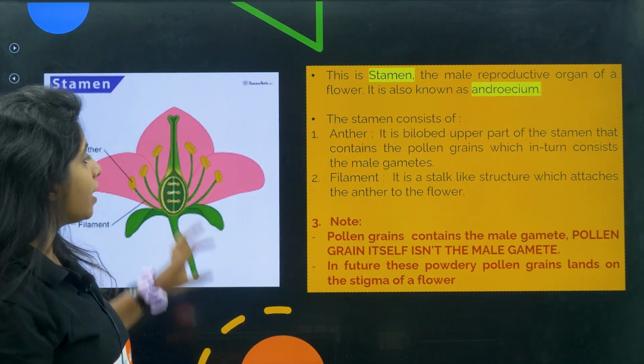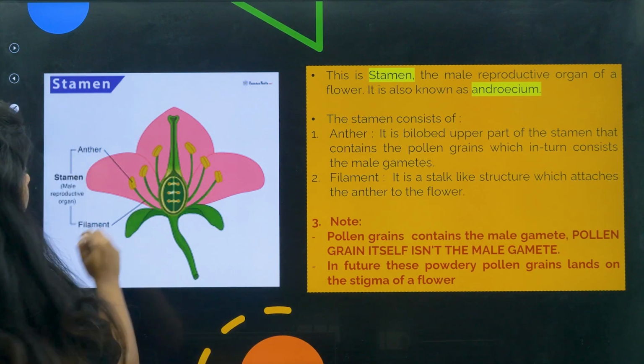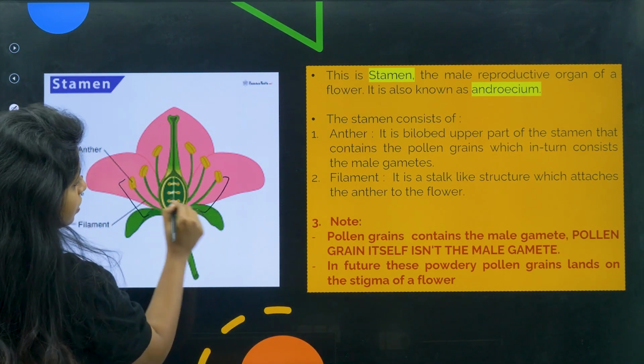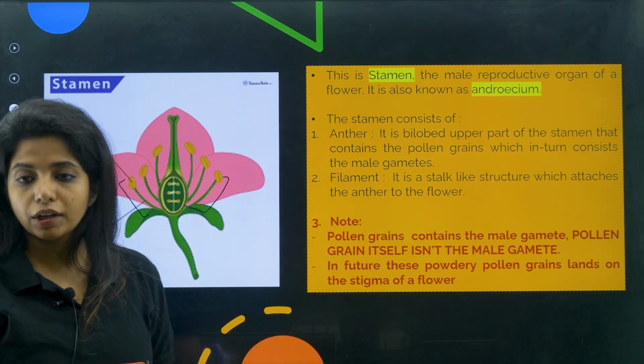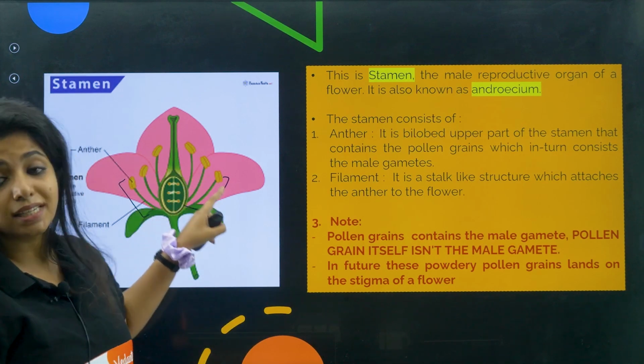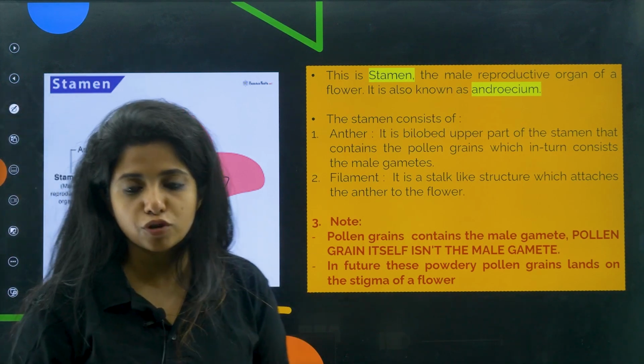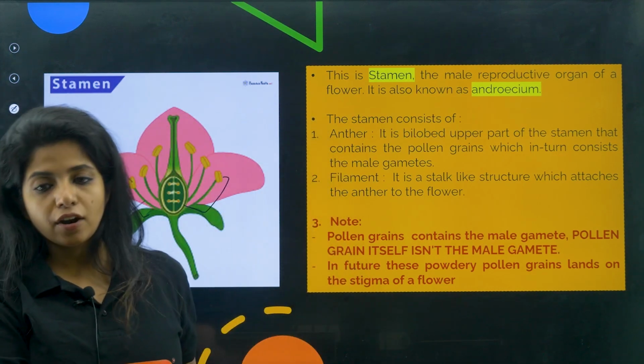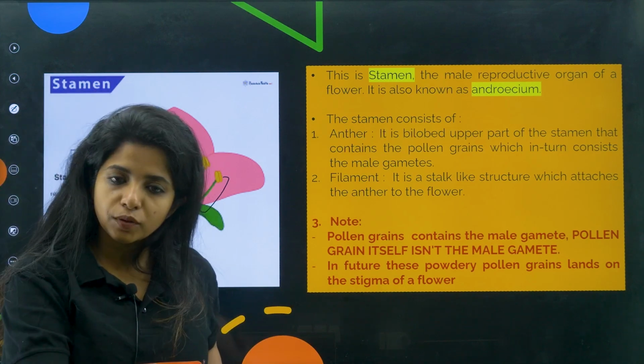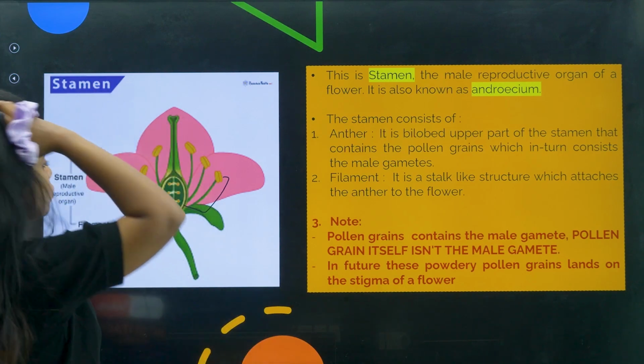Now, talking about the male reproductive part, this thing that you see from here to here, this is the male reproductive part. What do you call it? You call this the stamen, and you also call this the androecium. Now, it just has two parts. What are those two parts?